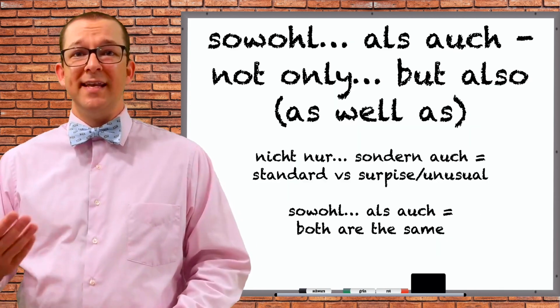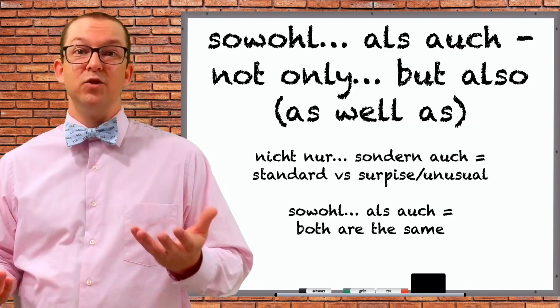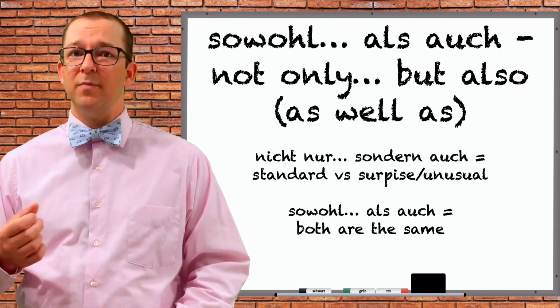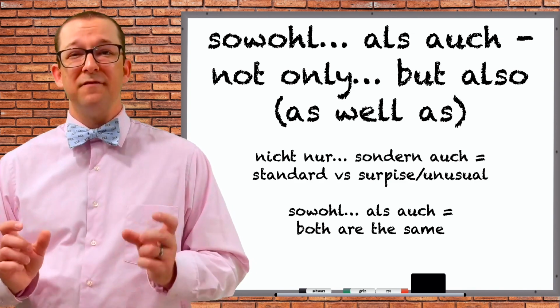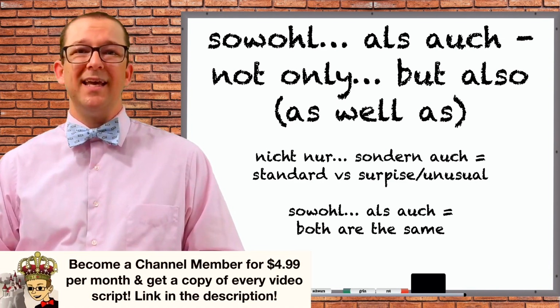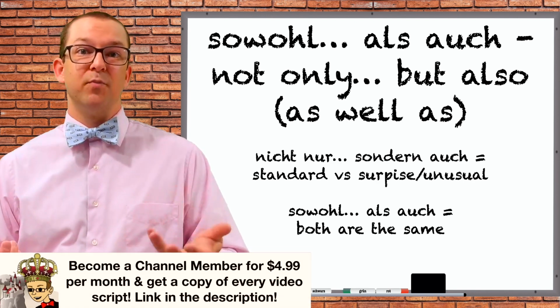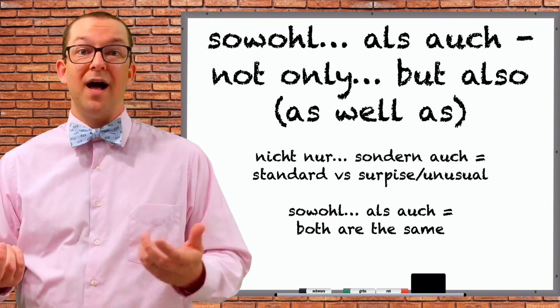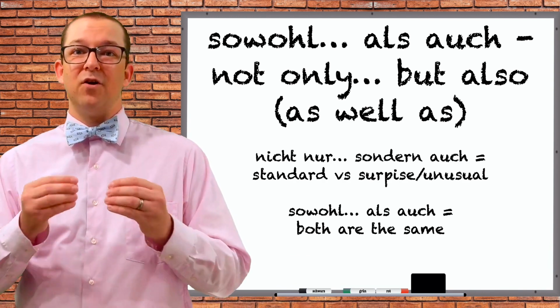A synonym for nicht nur, sondern auch is sowohl als auch. It still translates as not only but also in English, but there is a very subtle difference between the two. Nicht nur, sondern auch indicates a sort of standard versus surprise or unusual juxtaposition, whereas sowohl als auch means that both things are the same.